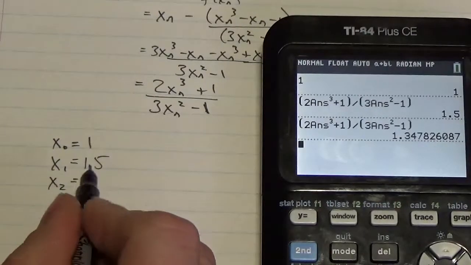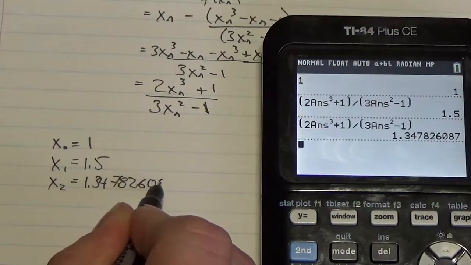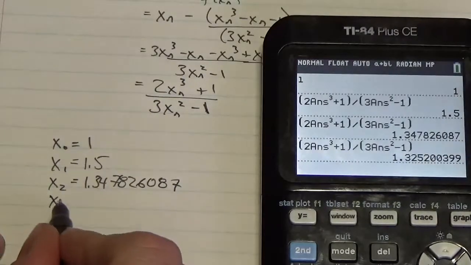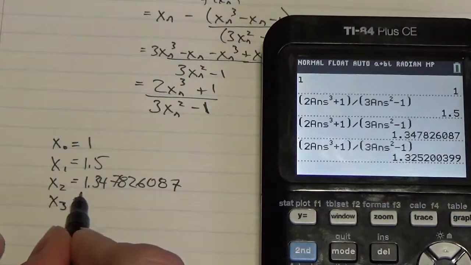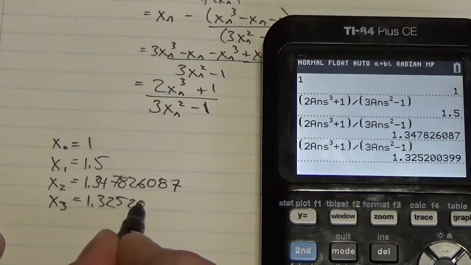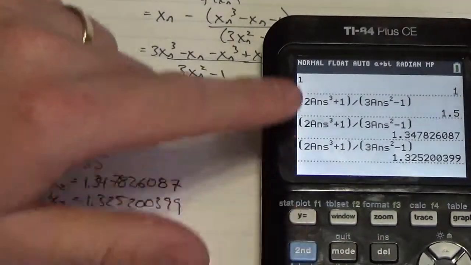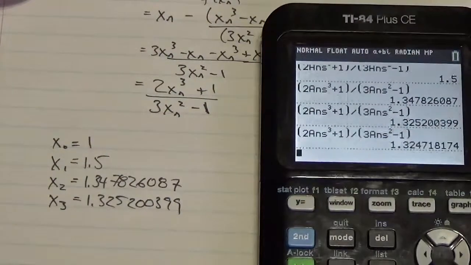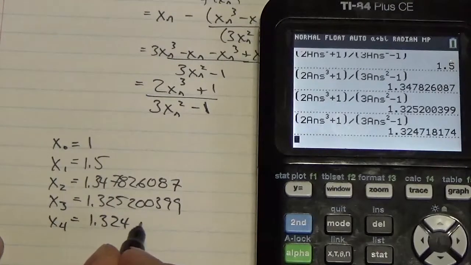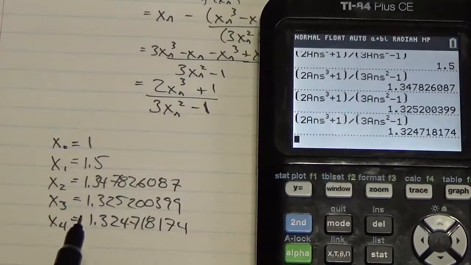My second guess is 1.347826087. Let's do it again. Second enter. Okay, my third guess is 1.325200399. Let's do it again. Now my fourth is 1.324718174. Now I want you to notice what's happened here.